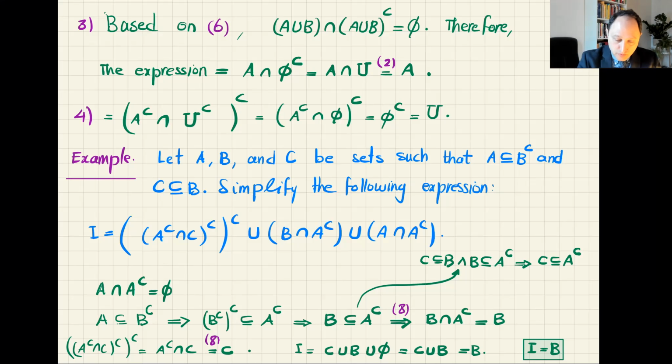So for example, I am just talking abstractly. I have 3 sets. I don't know anything about the elements inside the sets, but I have 2 relations among these 3 sets. Then I am able to simplify this expression only based on these 2 pieces of information provided for me. So this big expression is nothing except the set B if these 2 conditions hold.